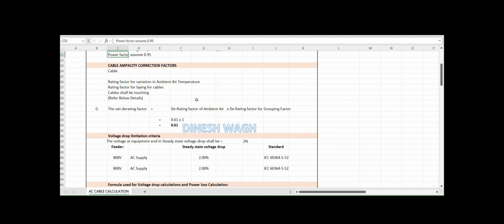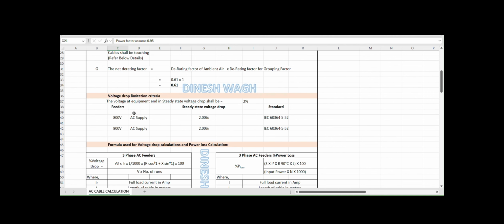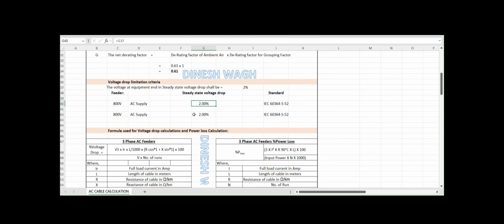Point fifth, voltage drop limit. For voltage drop limit, we are considering the inverter to AC switch box, which is 2% as per standard, and AC switch box to LT panel, meaning ACDB to LT panel, which is 2%. So we are not going more than 2%.